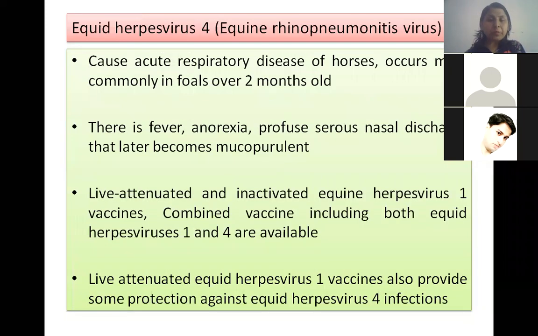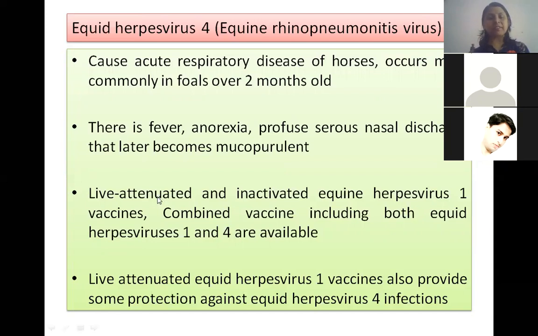Coming to the last virus, equine herpes virus 4, or equine rhinopneumonitis virus. It causes acute respiratory disease of horses and generally affects foals over 2 months of age, because at 2 months of age the maternal antibodies have faded and the foals become susceptible to infection. In the affected animals, symptoms of fever, anorexia, and profuse serous nasal discharge occur, which later becomes mucopurulent.